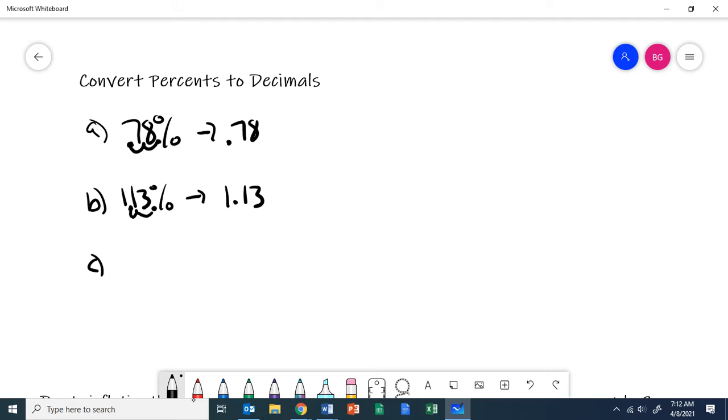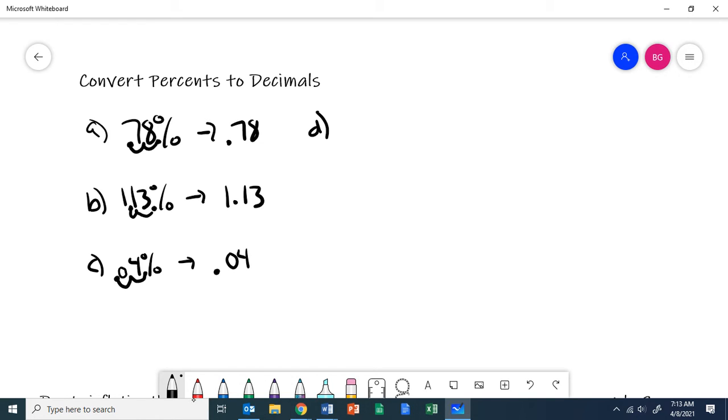All right, so here's C. I have 4%. I want you to try this one by yourself now. Okay, so with this one, you find the decimal point again, and you move it 2 times to the left. So 1, 2. Now, this one has a blank, though, so we need to fill that in with the 0. So we're going to have 0.04 as this one.